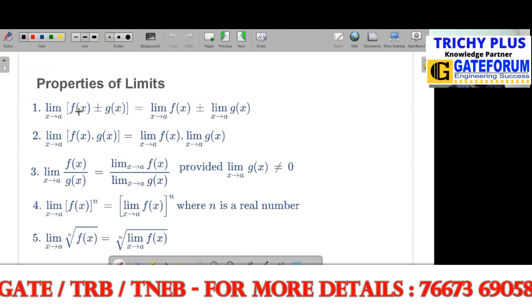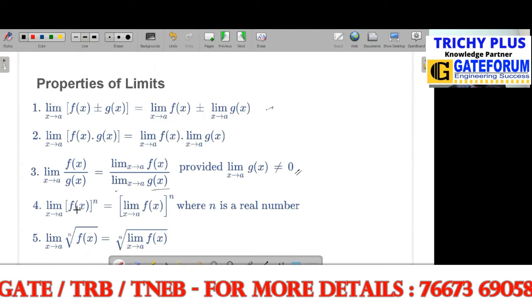For example, let's say there is a function in the form of f of x plus g of x, or f of x minus g of x. In that case, you don't need to apply the limit directly to the whole function. You can split that limit into limit x tends to a of f of x plus or minus limit x tends to a of g of x. Similarly, it's valid for multiplication and even for division also. But you have to make sure that limit x tends to a of g of x should not be equal to 0.